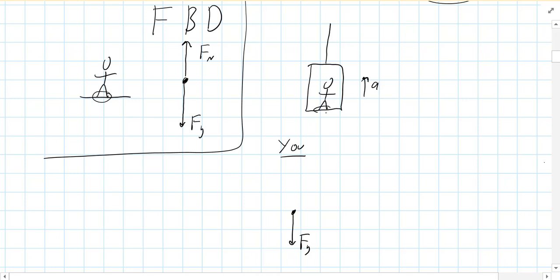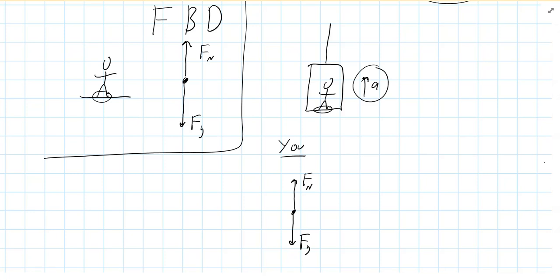Well, the only thing touching the person is the floor of the elevator, which would be a normal force. So the normal force acts up on that person, okay? And that's it. That's the only thing touching the person. Now, are these forces equal? No, not in this case, because you're accelerating upward. So we know that Fn is going to be greater than Fg in order for you to accelerate upwards.